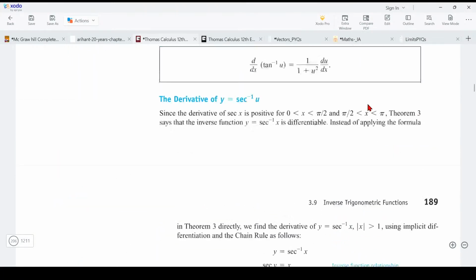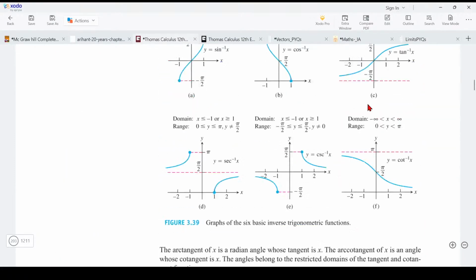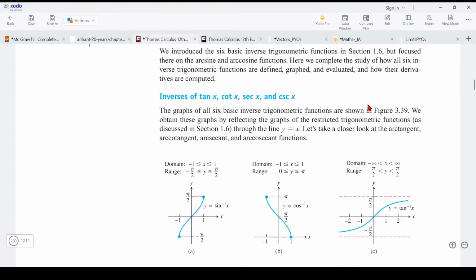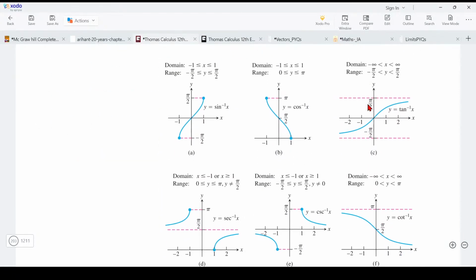Now, where did he, I think he did not draw the graphs. Oh, okay, I think he drew the graphs. So now you know sin x graph, right? Sin x, it looks something like this.